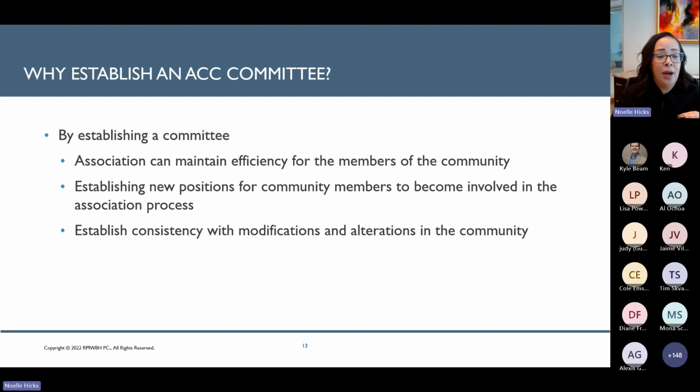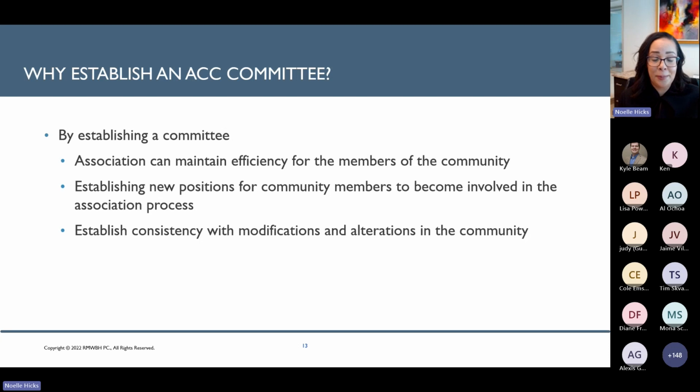All right, so I mentioned this a little bit, but part of the positives of establishing an ACC committee is because we can help to maintain efficiency for members of the community. Remember, the ACC committee's sole purpose is to review applications that are submitted by homeowners for improvements or new construction or something like that. So it's really efficient to have a committee that only does that.